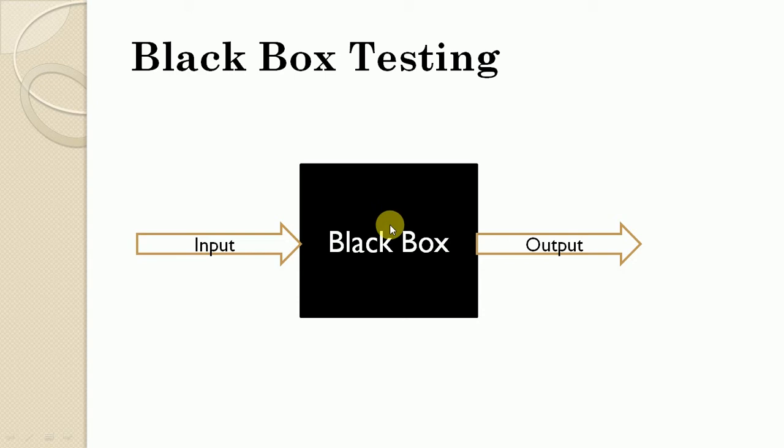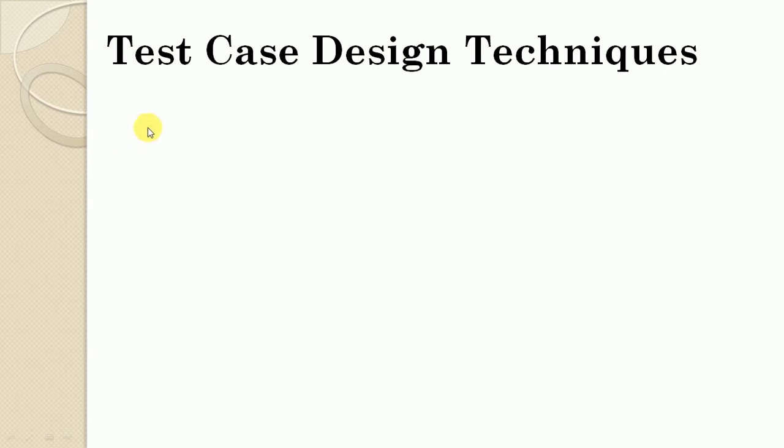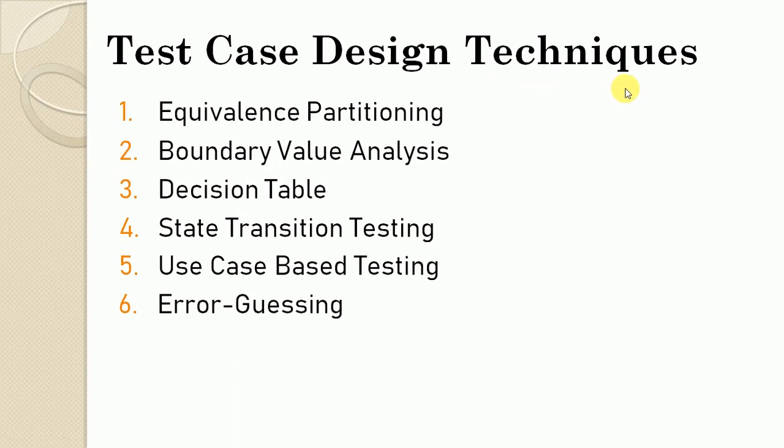For this technique, there are a total of 6 different techniques, which are called test case design techniques. We have already seen there are 6 techniques available: equivalence partitioning, boundary value analysis, decision table, state transition testing, use case based testing, and error guessing. In this session we are going to concentrate on the second technique, boundary value analysis.